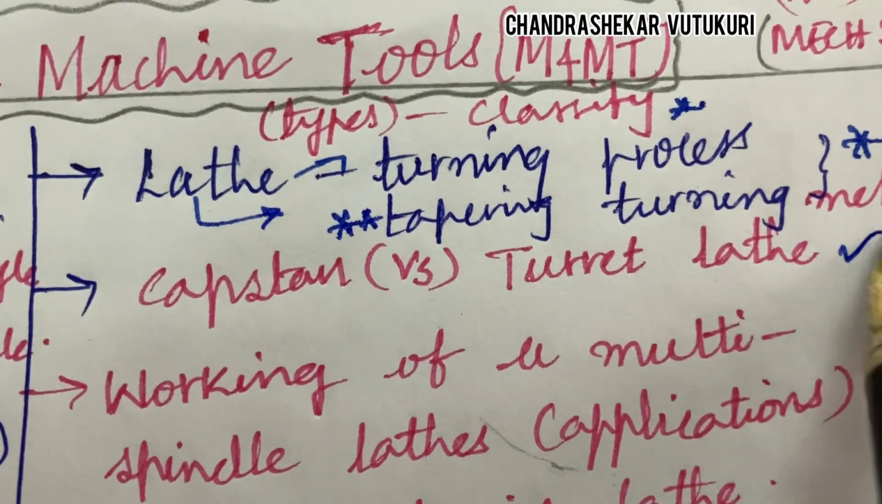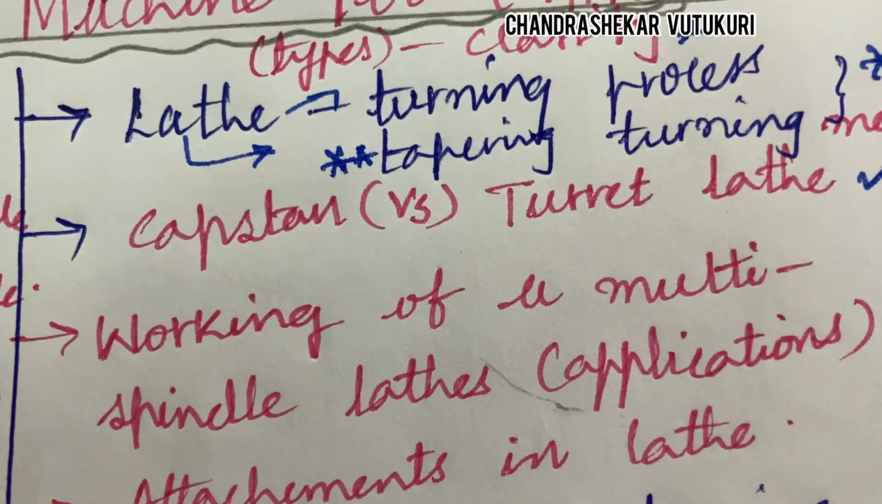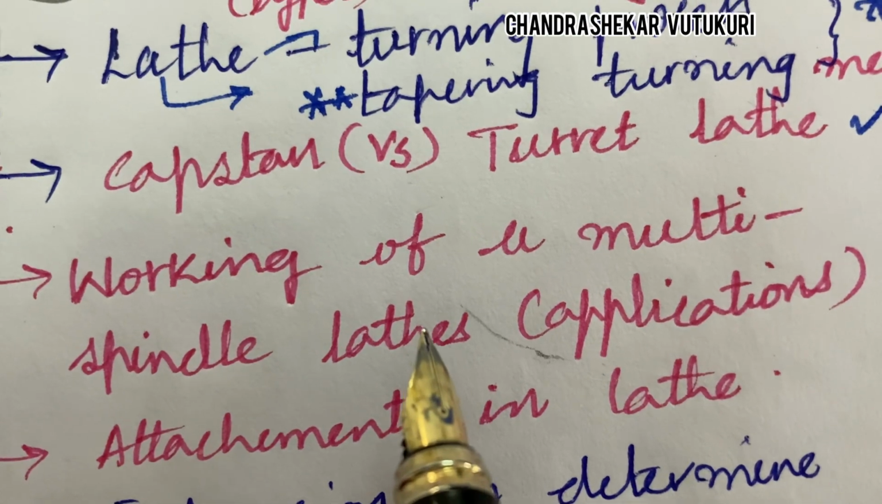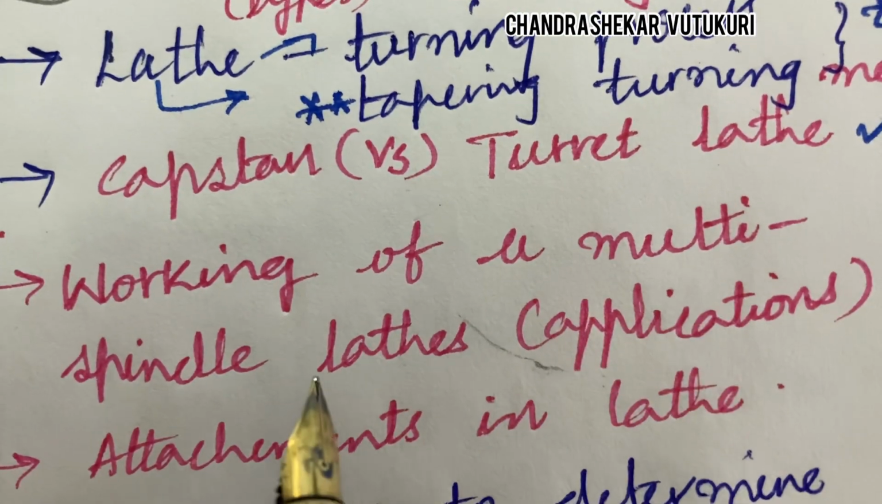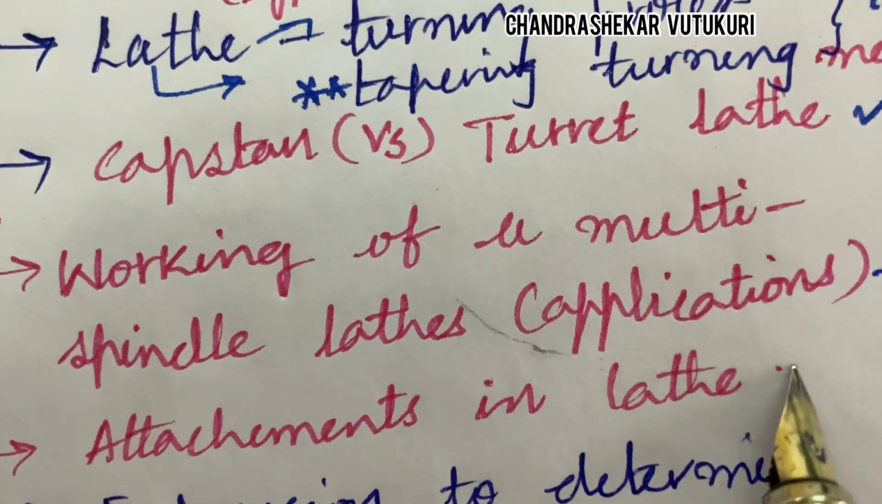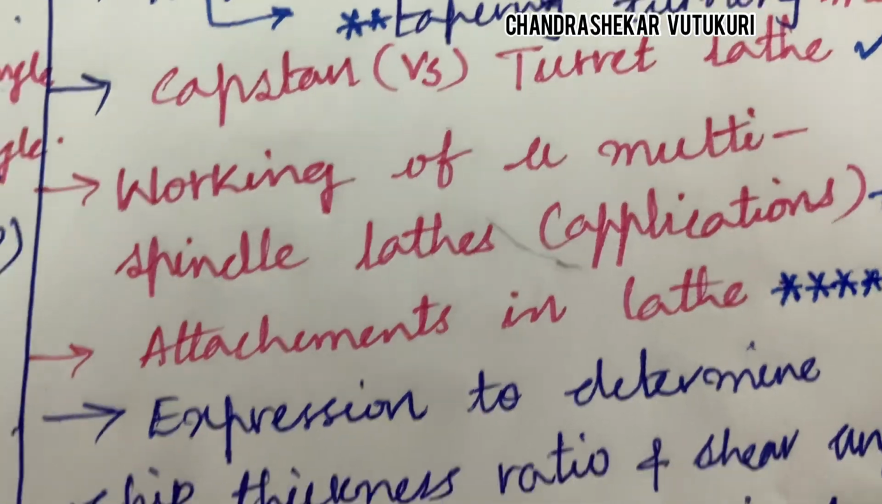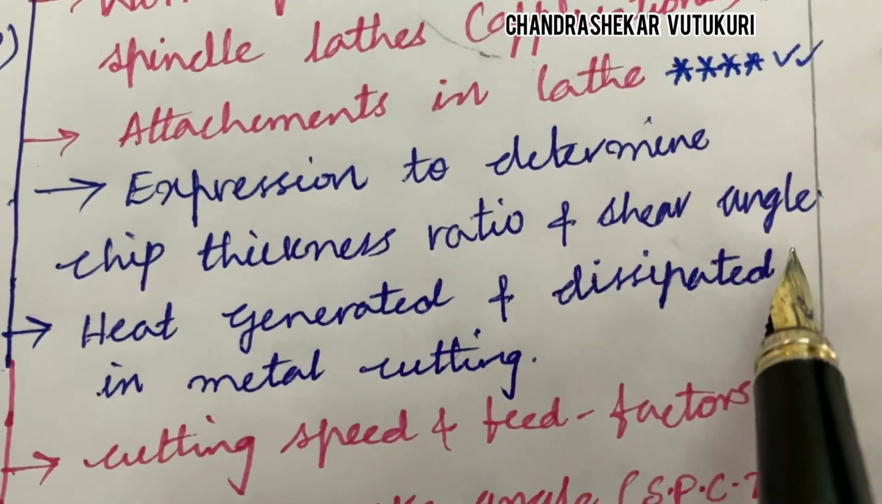Capstan versus turret lathe, their differences along with the diagrams. If you are not going to draw the diagram, you are not going to clear this subject, as it is all about the theory and it's about the working principle of the different machines. Working of multiple spindle lathes, and applications. Attachments in the lathe is said to be a gunshot question this time, which you can expect in the question paper. Expression to determine chip thickness ratio and the shear angle.